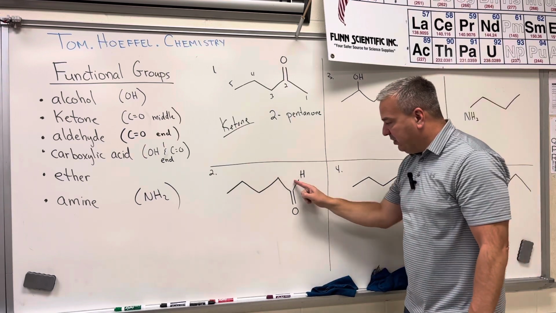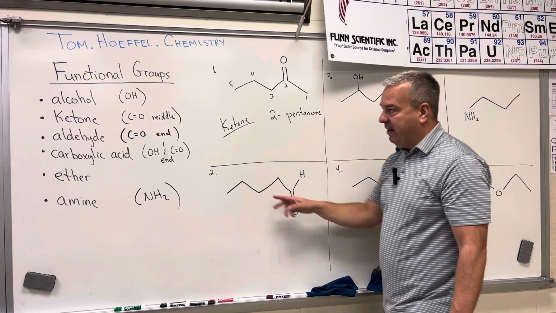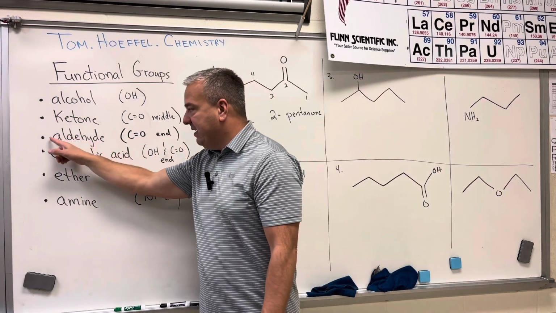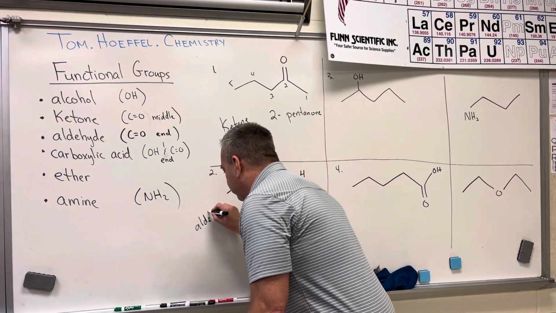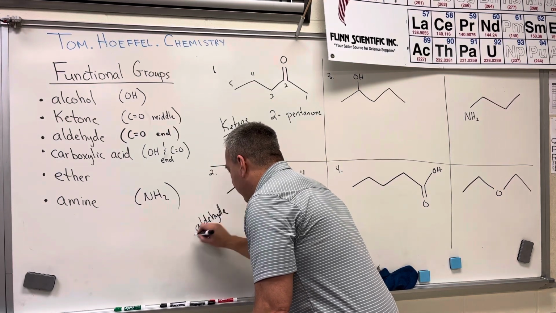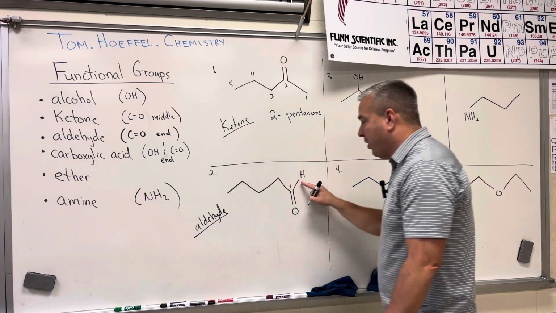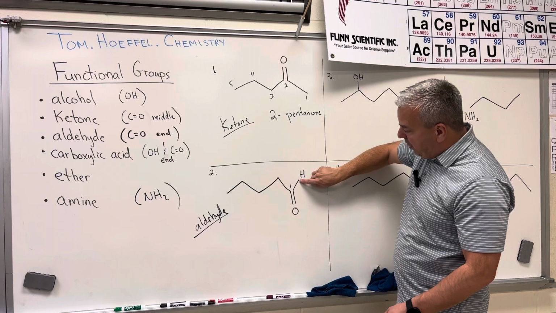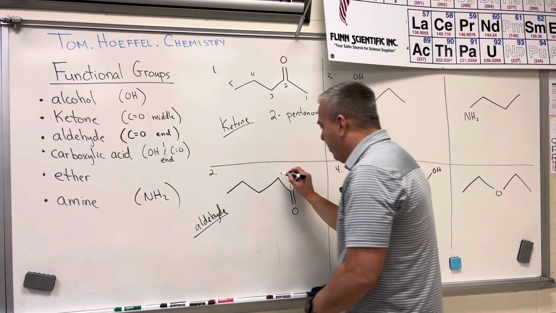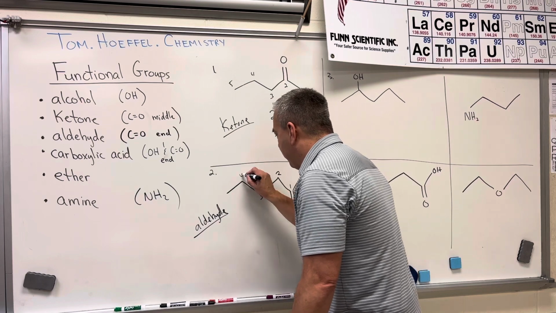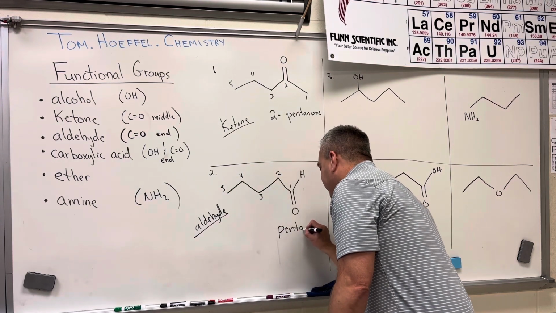How about number 2? Okay, number 2, we have a carbonyl on the very end. If we have a carbonyl on the very end, that means it belongs to the group aldehydes. And the way we name it is from the end. So this is the first carbon. Remember, there's no carbon right here because there's an atomic symbol. So the first carbon's right here: 1, 2, 3, 4, 5. Okay, 5 carbons. It's going to be pentane.